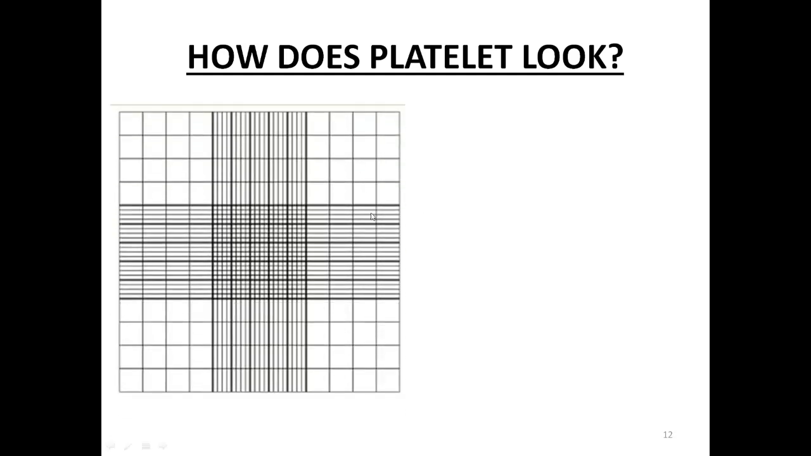This is a diagram of the improved Neubauer chamber. These are the 4 peripheral squares where you count WBC. This is the central square where you count RBC. In this central square, RBC you count in the four peripheral squares and the central square. But for platelets, we count in all the 25 squares. All the 25 big squares we use to count platelets.